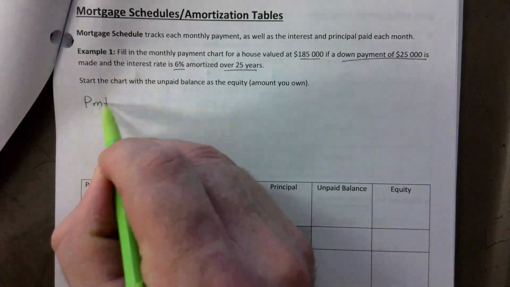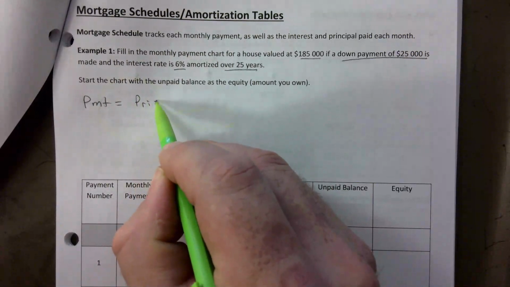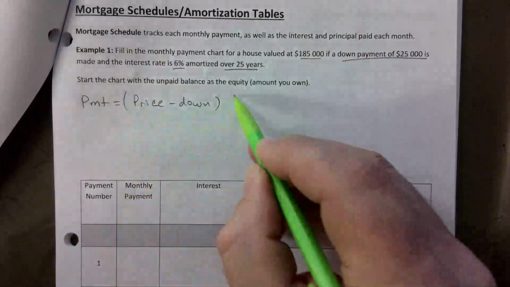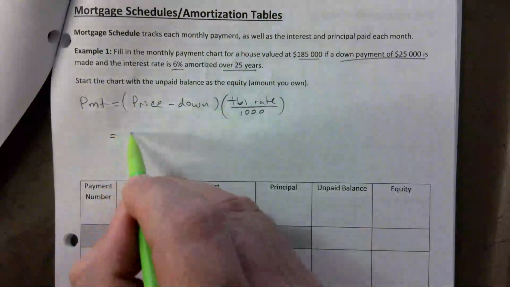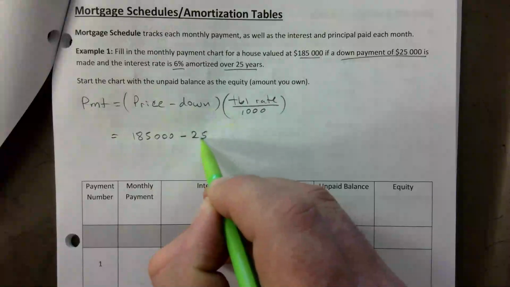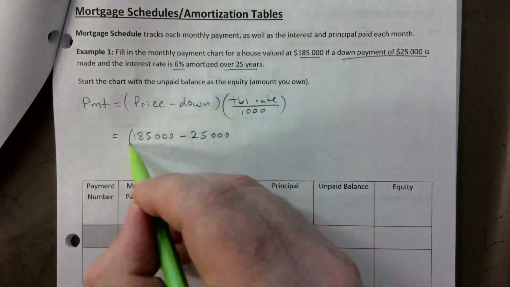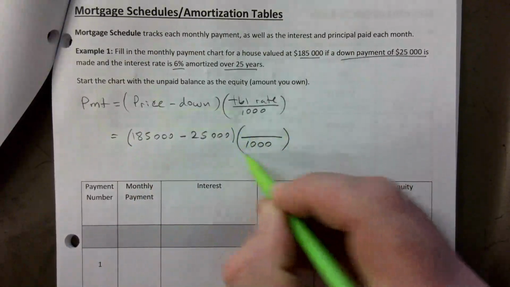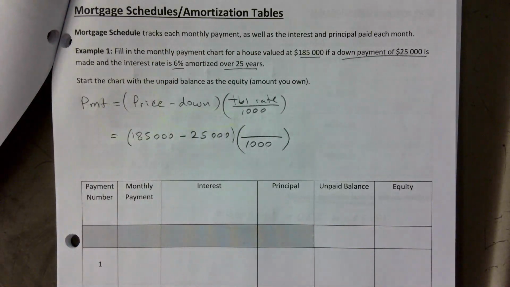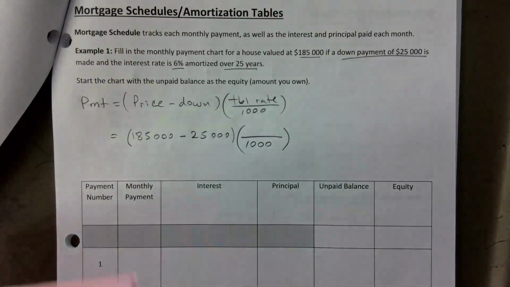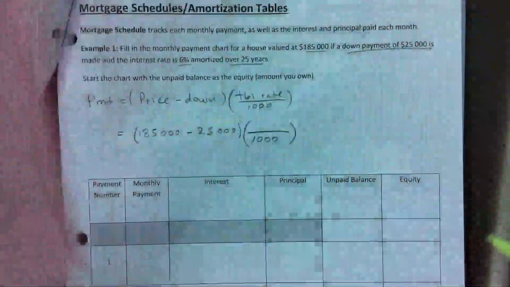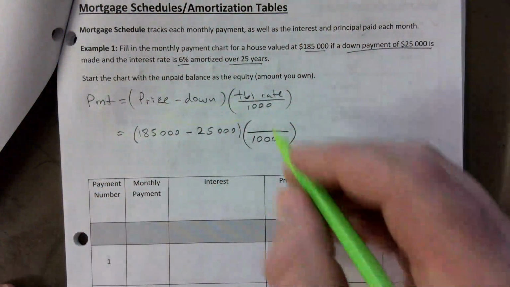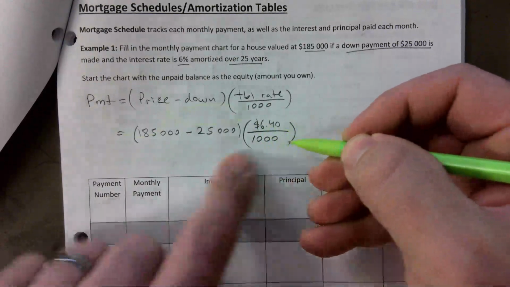So first we need to figure out the payment. The payment is the price of the house, okay, price minus down, times table rate over 1,000. So it's $185,000. There is a down payment. Sometimes there is no down payment, so this would just be 0. The table rate, I would ask you to have this pink normally. Right now, just follow along. Right, so we need 6% over 25 years to get that table rate. So 25 years, 6%, we're at 640. Okay, 640 is our table rate. 640 per $1,000 of loan.